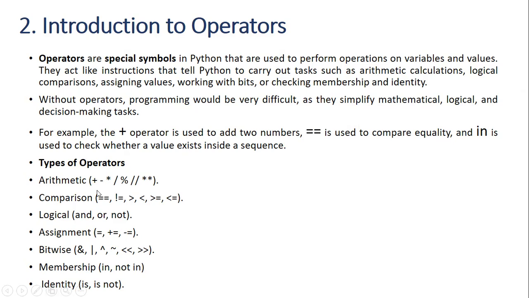Now, for example, the plus operator is used to add two numbers, whereas the double equal to sign is used to compare equality between any two variables or any two numbers. And the in operator is used to check whether a value exists inside a sequence. I know the clarity is not there right now, but as we go into the details and hands-on practice, it will be absolutely clear.